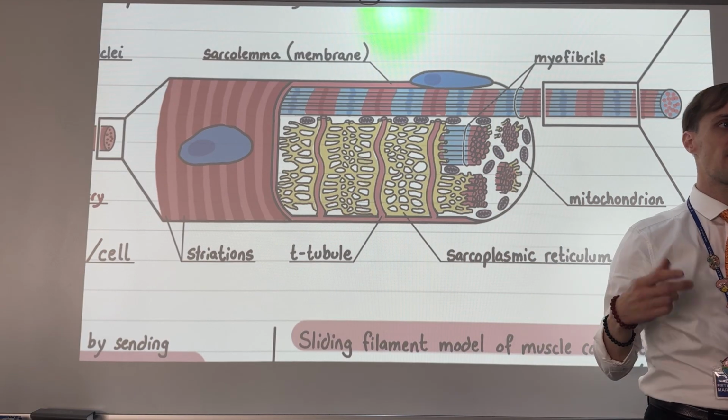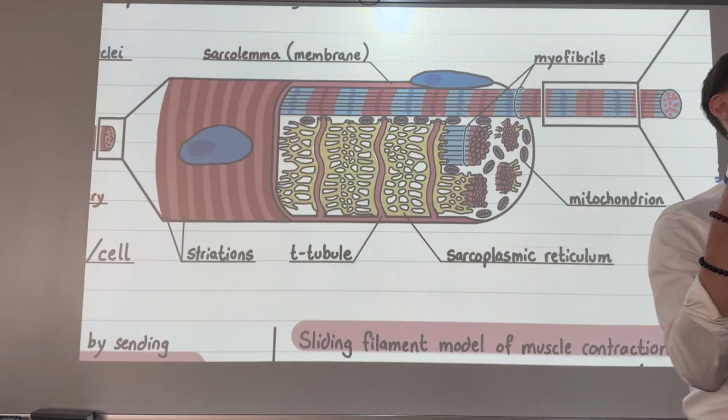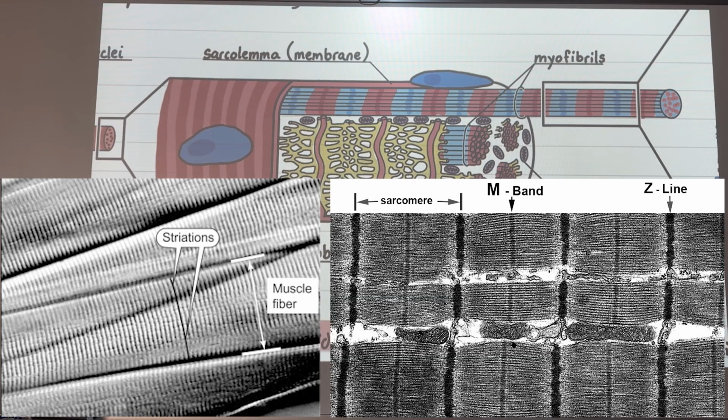Skeletal muscle fibers and skeletal muscle cells go by another name, striated muscle cells. A striation is a stripe. So if you actually look at actual micrographs of skeletal muscle cells, you're going to see these very clear stripes. So there's going to be a very clear dark band and a very clear light band.